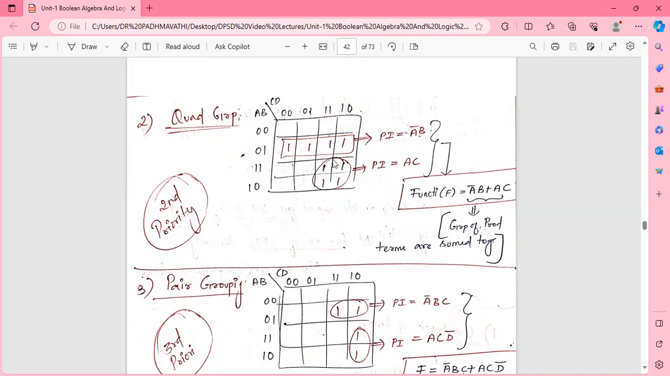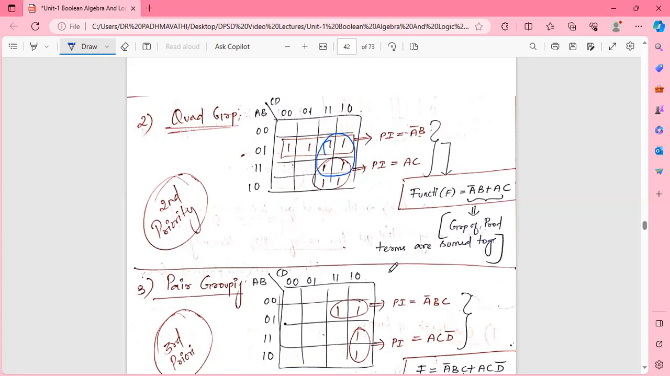See here, we don't want to group like this. If you group like this, it is wrong, because the min terms here are already grouped, and the min terms here are also already grouped. If you do the grouping like this, it is said to be a redundant term. So this kind of grouping is not at all allowed.